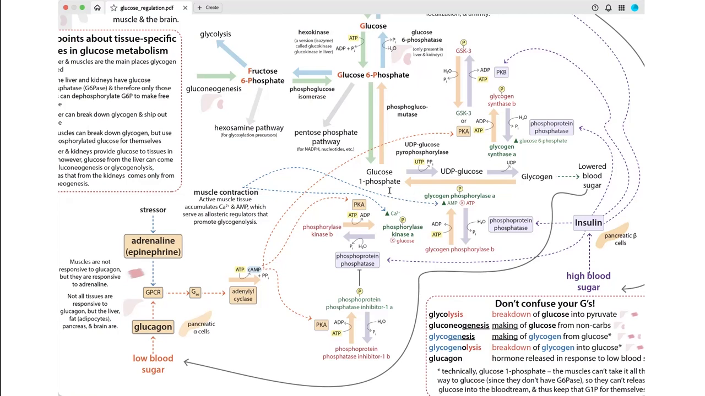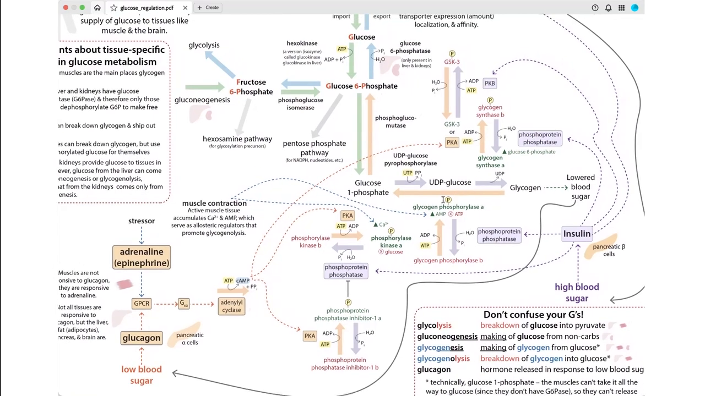What about that AMP I talked about? Well, the AMP, that's going to stimulate our glycogen phosphorylase. And so our glycogen phosphorylase in response to this AMP is going to be more active. And basically the AMP is going to act as an allosteric regulator. It's going to bind to a site on our glycogen phosphorylase and cause it to change shape a little, become more active.